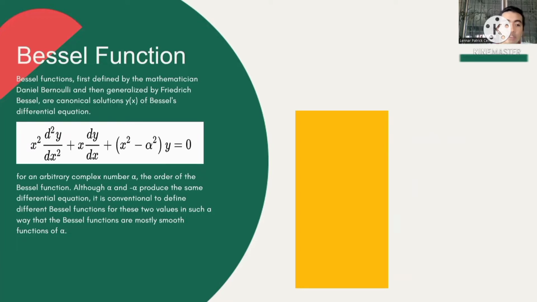So dito makita natin x squared d squared y over dx squared plus x dy over dx plus x squared minus alpha squared y is equal to 0. So para sa mga arbitrary complex number na alpha, the order ng Bessel function, yung alpha and negative alpha nagpo-produce siya ng same differential equation na kung saan yung mga conventional and defined Bessel function dito sa dalawang values, yung way na yung Bessel functions are mostly moot siya na kung tawagin is function of alpha.